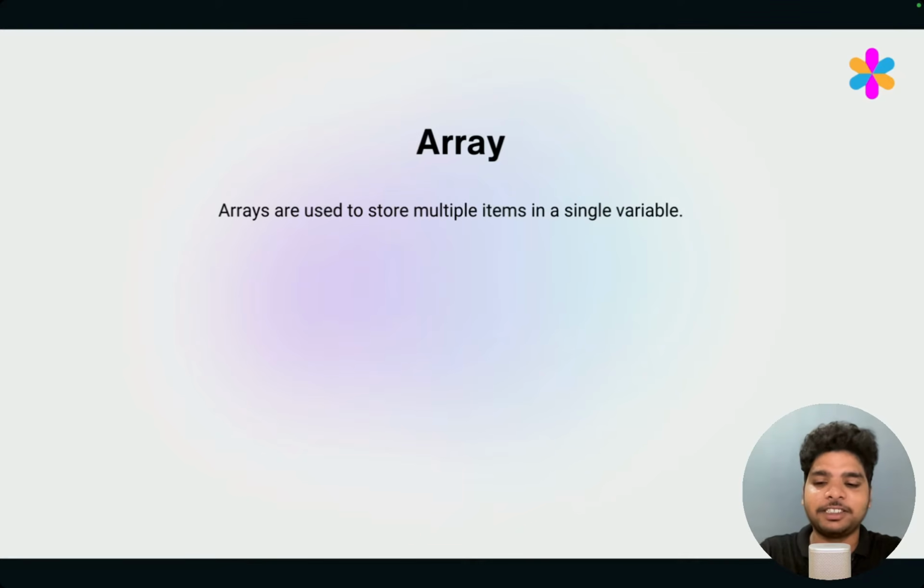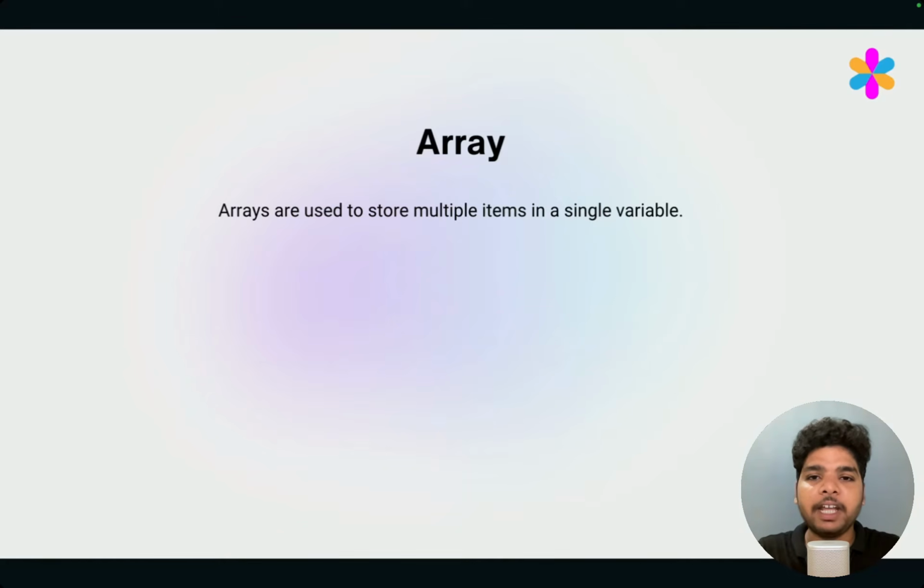So let's start. First, let's start with our first data structure, which is called an array. What are arrays? Arrays are basically used to store multiple items in a single variable. Now we have seen that to store a single value we use variables, right? But arrays are used to store multiple items in a single place.